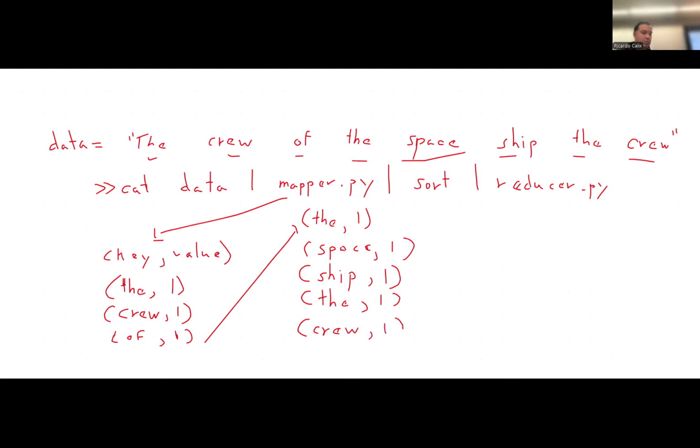The next step would be to sort these, right? So if you notice this data here, what I have here is the output of mapper. So now you pipe it into what? Sort. You guys see that? So what we do is we sort it so that we can count these efficiently.